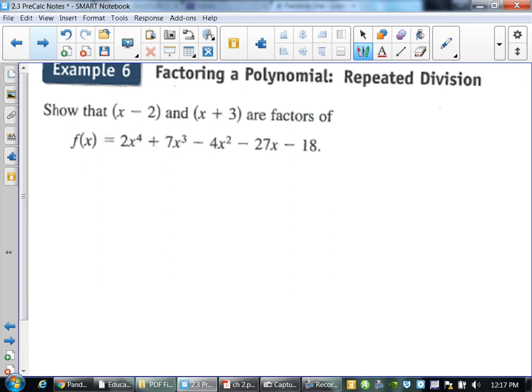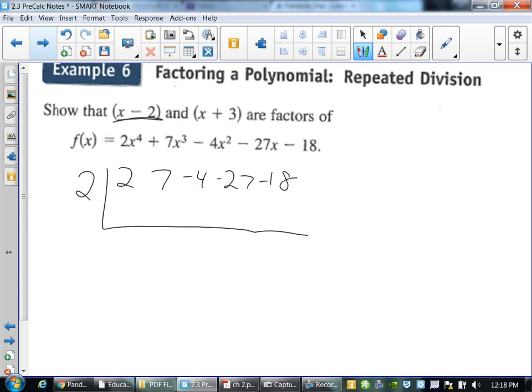If these guys are factors, your last digit will be 0. That's all it is. So we start with, well, what's the 0 of x minus 2? 2. 2, 7, negative 4, negative 27, negative 18. If I get a 0 at the very end, it's a factor. If I don't, double check. Because it's telling you, show that they are factors. So you should get a 0 here.